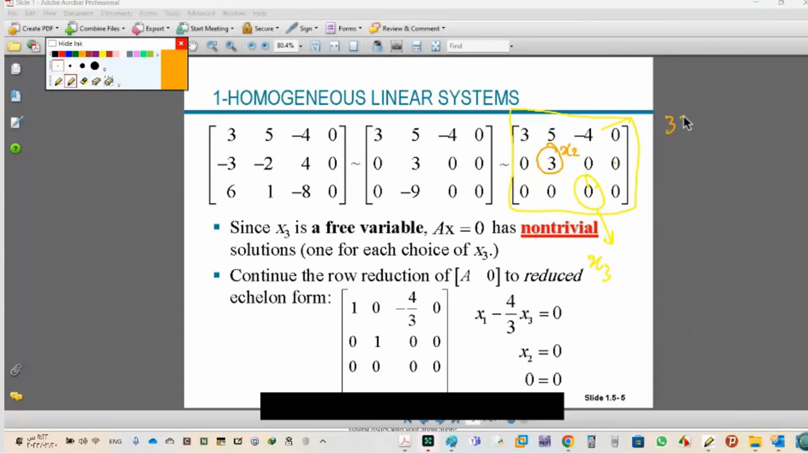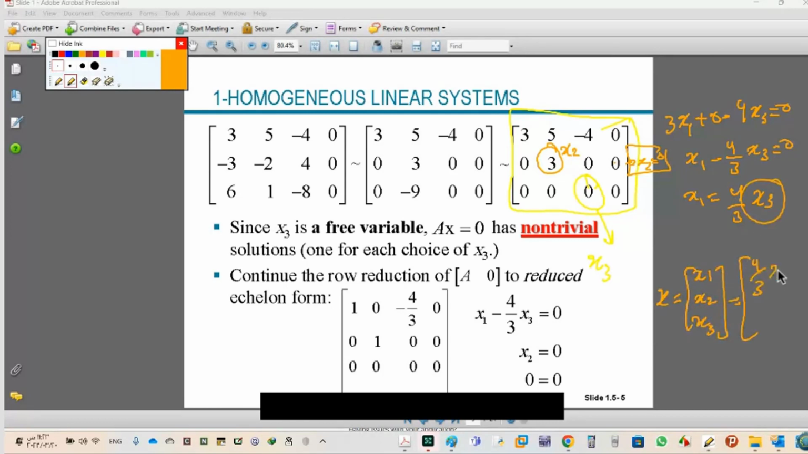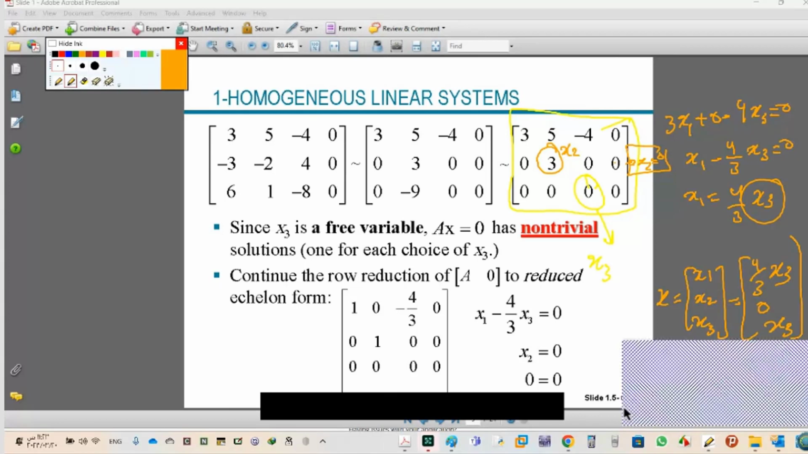Now I will write this one, 3 x1, x2 here is 0, positive 0 minus 4 x3 equals 0. Divide by 3: x1 minus 4 over 3 x3 equals 0, x1 equals 4 over 3 x3. Now I will write a vector x equal x1, x2, x3, with x1 as a function of x3, so 4 over 3 x3, x2 here 0, and x3. We can rewrite as x3 outside 4 over 3, 0, 1. Correct? Got it? Or repeat?